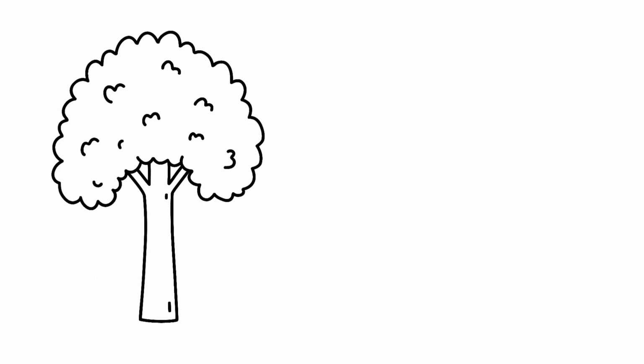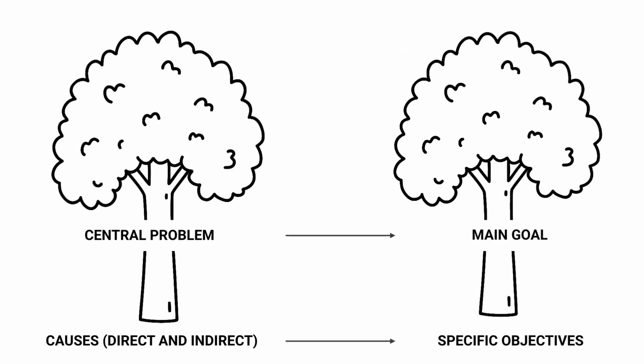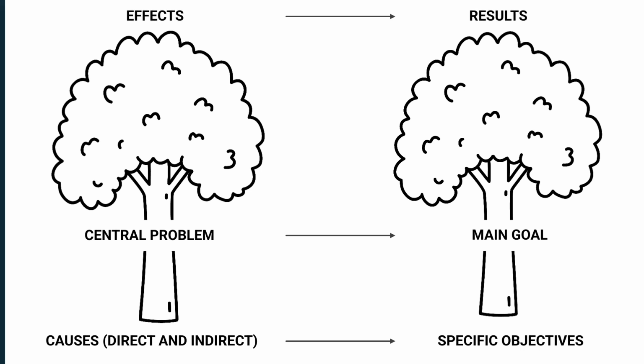The project objectives are derived from the problem tree. Each negative situation is formulated as a desired achievement. In this way, we build an objectives tree that mirrors the problem tree. The links between causes and effects are transformed into logical links between means and objectives. The central problem becomes the main objective, and the effects are transformed into specific results. This is the logic of the project.